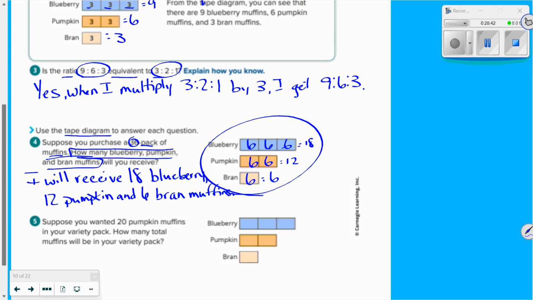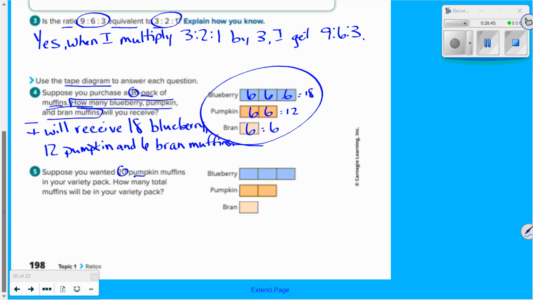Okay. Our second one. Suppose that you wanted 20 pumpkin muffins in your variety pack. How many total would I have? One of the easiest ways to do these tape diagrams, guys, is put that information right on it. So I know it's 20 pumpkins, correct? So 20 pumpkin, I've got 2 boxes. What's my ratio constant? 10. Once I find my ratio constant, every box gets my ratio constant. So that means there are now 30 blueberry, 10 bran. But what's my question? How many total? So what is my total? There are 60 total muffins.